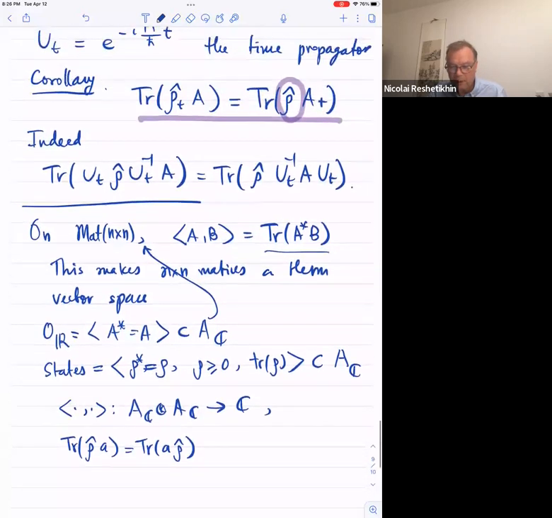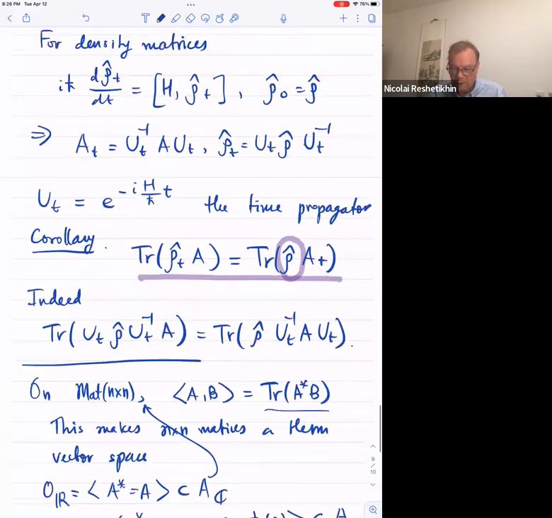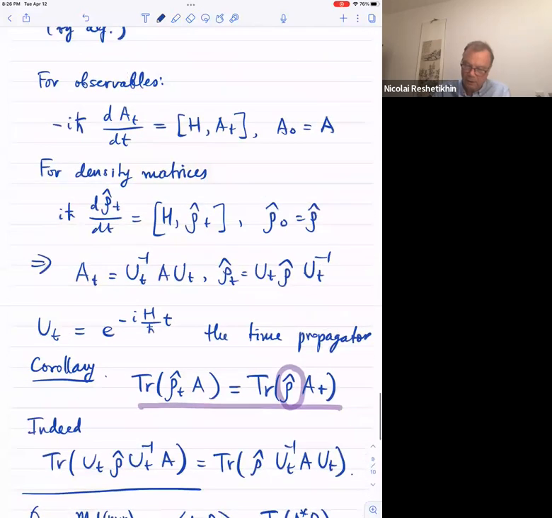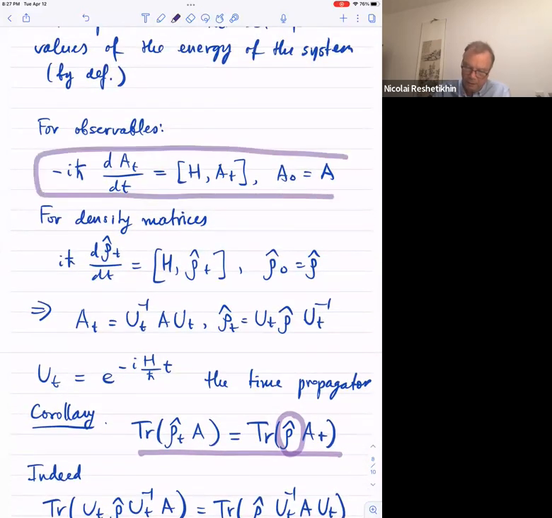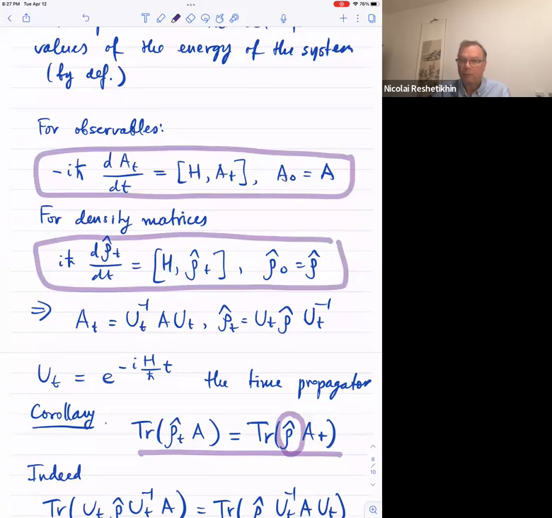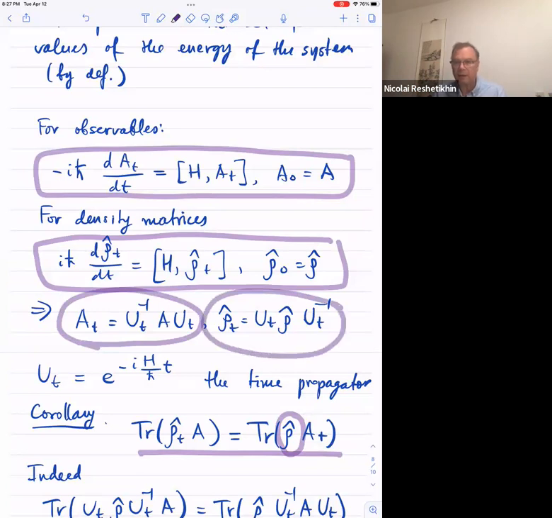But yes, actually, you're right in the sense that this explains the difference in the sign. Because the density matrices define the linear functionals on the states. They transform in a dual way, like this, in opposition to the observables.